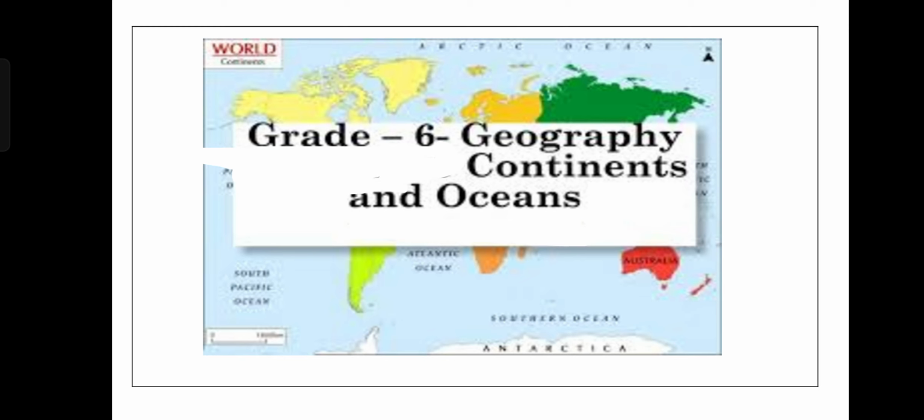Today we are going to study our geography chapter second, that is oceans and continents. Students, in this chapter we are going to learn about the oceans and the continents. In oceans we are going to learn how many oceans there are on the earth, how many continents there are on the earth, what the definition of ocean and the definition of continent are, and what the differences between them are. In this chapter we are going to study the basics of oceans and continents.